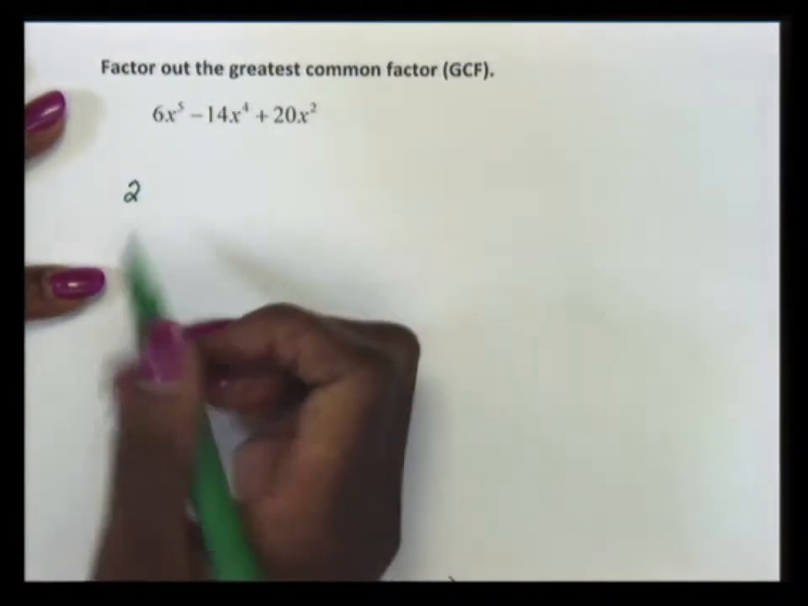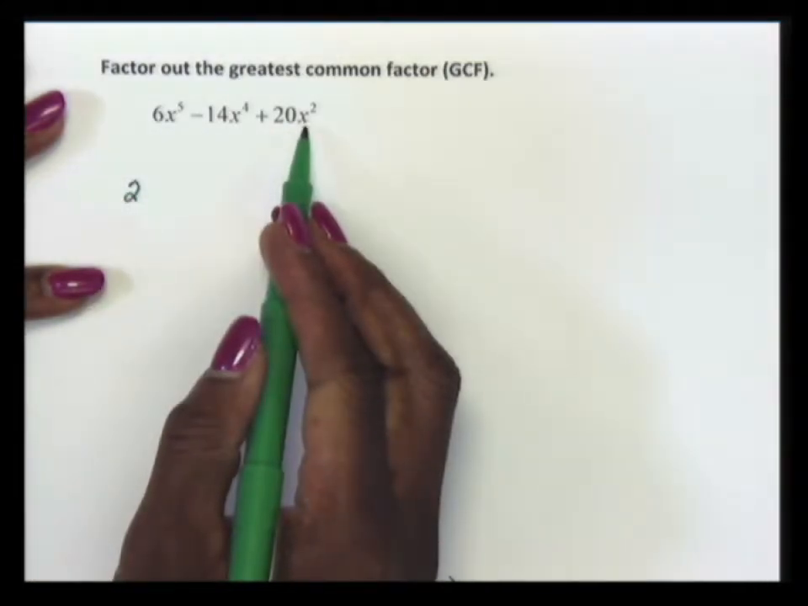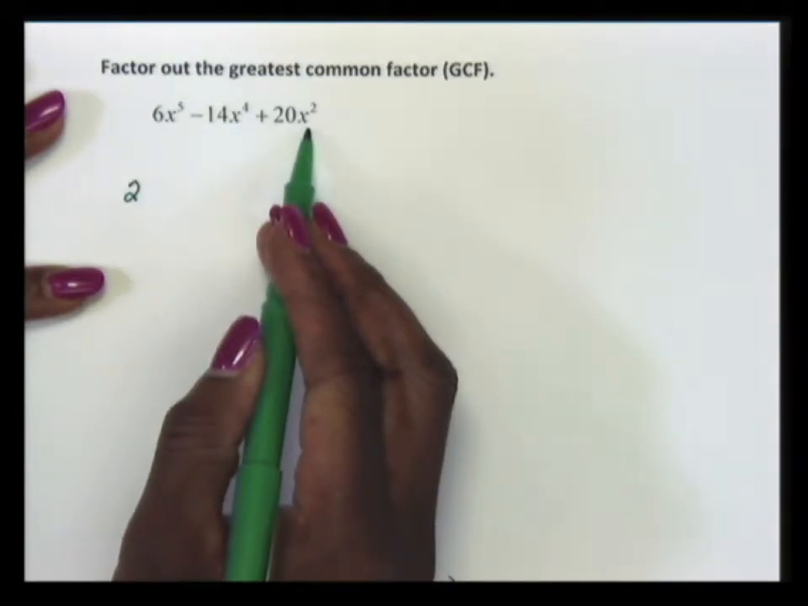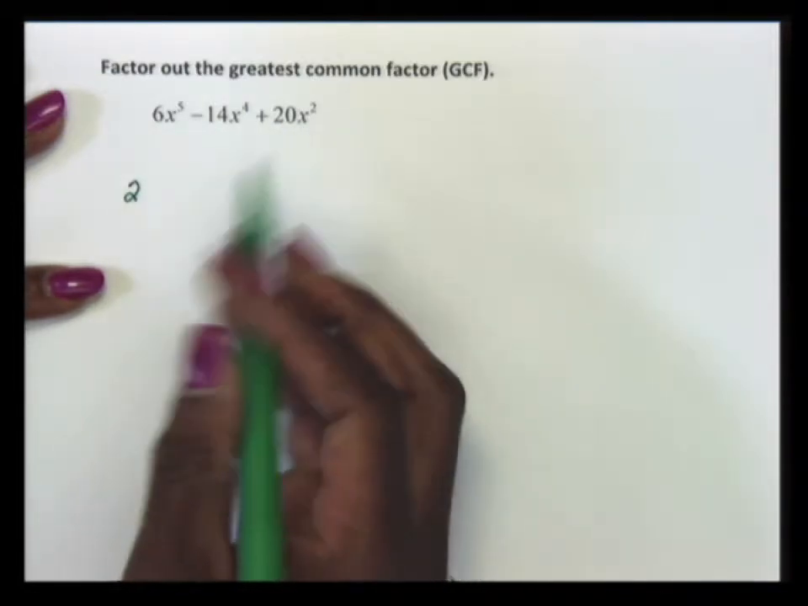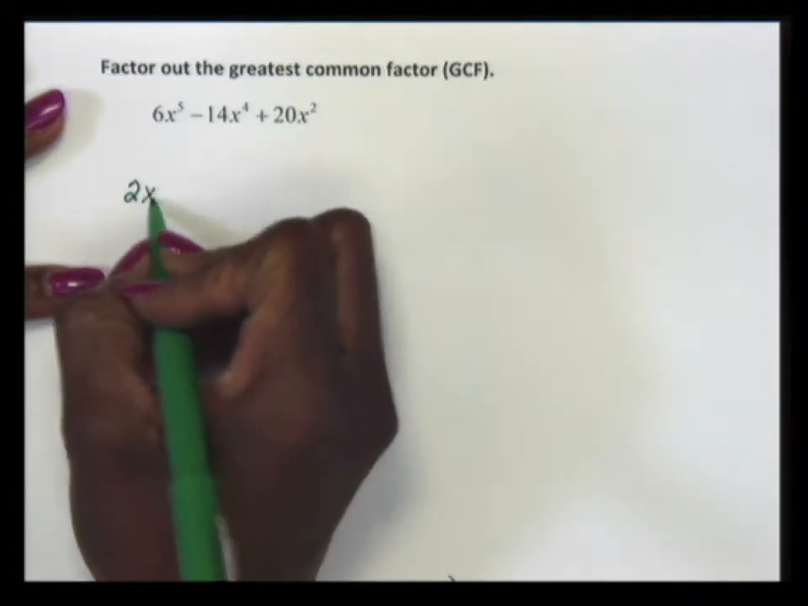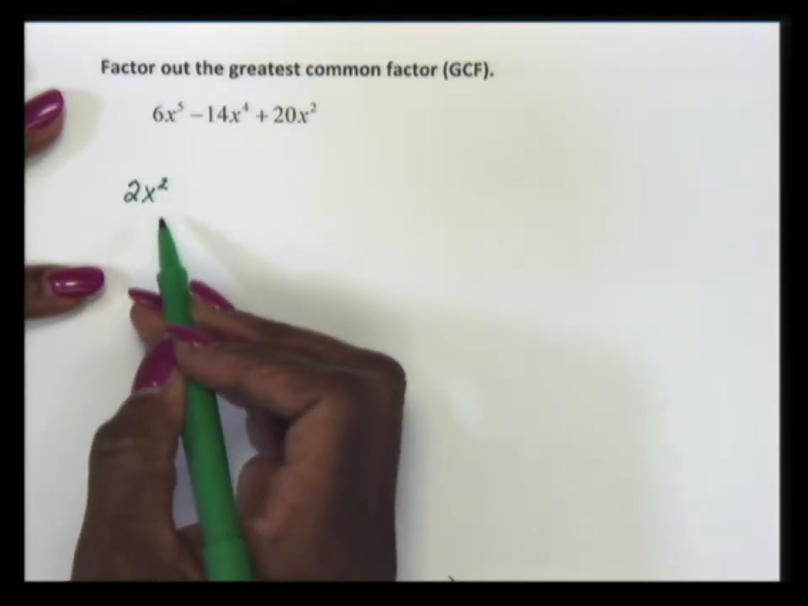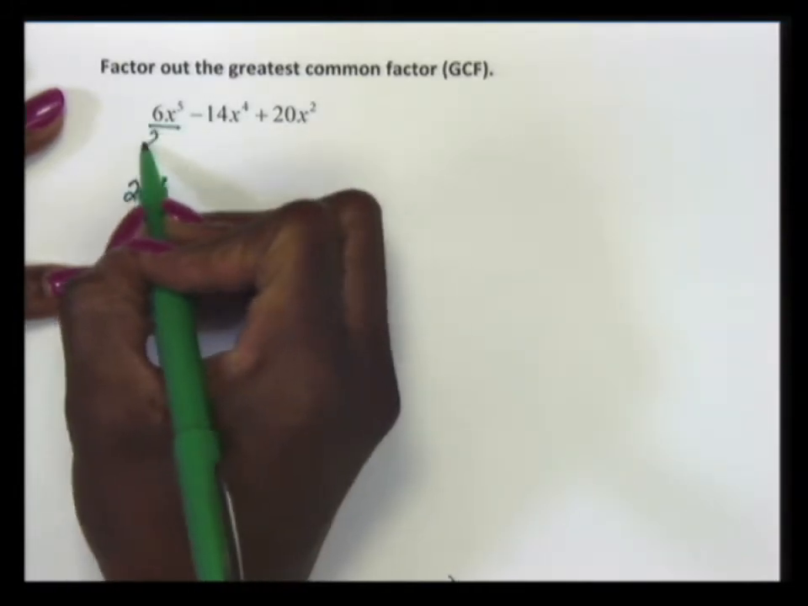When I look at my variables, I have x to the 5th, x to the 4th, and x squared. The greatest common factor for my variables is the variable with the smallest exponent seen. So here, the smallest exponent we see is x squared. So our greatest common factor will be 2x squared. We'll divide each term by 2x squared.